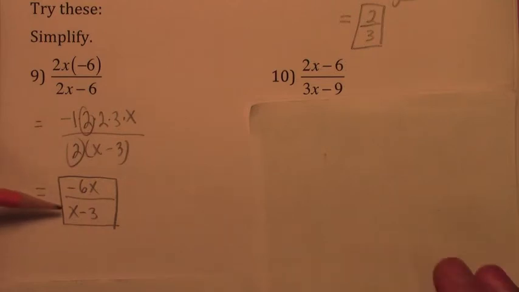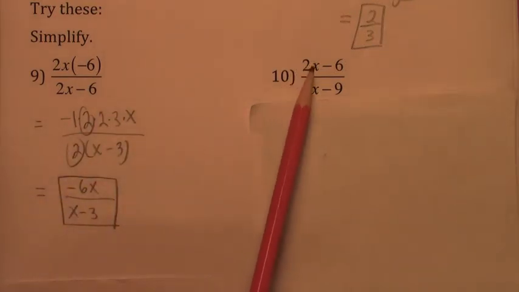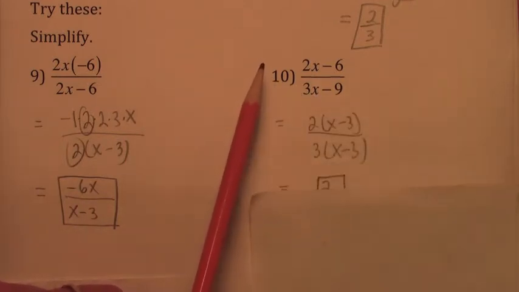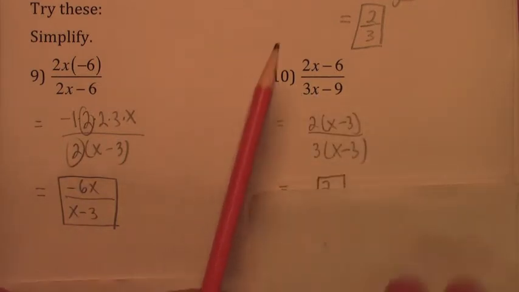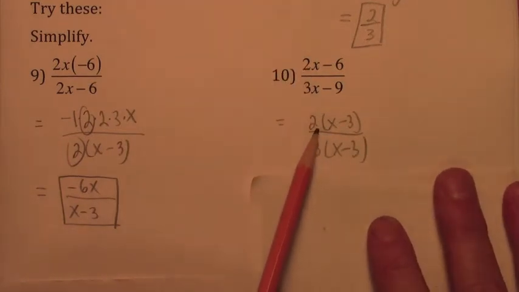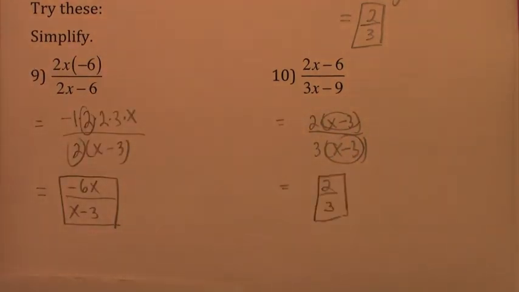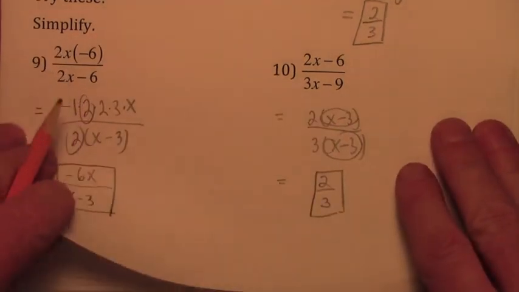minus 3. Over here, you see there's a subtraction here and a subtraction there. They're not like terms, so unfortunately you're going to have to use the distributive law on both of these. You see? How many factors do you see on the top? 2. How many on the bottom? 2. Any common factors? Yeah. X minus 3 is your common factor, so there's your answer, 2/3. There you go.